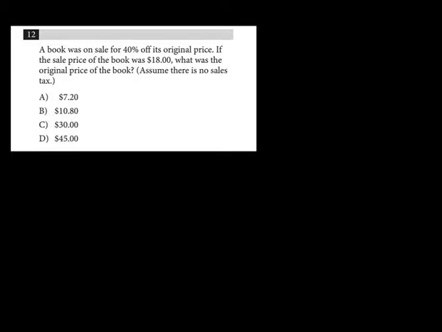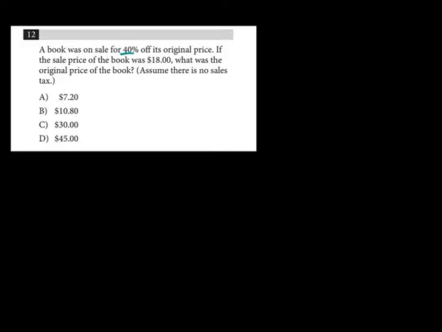For our next problem, we see a book was on sale for 40% off its original price. If the sale price of the book was $18, what was the original price of the book? Assume there is no sales tax. So we have A, $7.20, B, $10.80, C, $30, and D, $45.